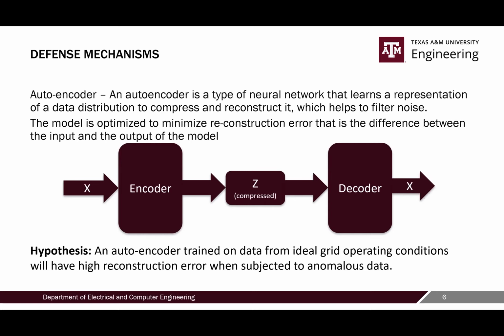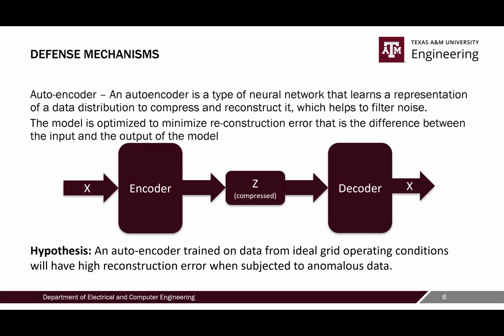So basically it filters out noise. The model minimizes the reconstruction error, that's the difference between the input and the output of the model. If we apply this type of detector on data where there's a false data injection attack, it should be very clear in the reconstruction error that there was an attack, because the autoencoder should just be getting back basically the good data. So by looking at the reconstruction error on the autoencoder, you can find where the bad data is.